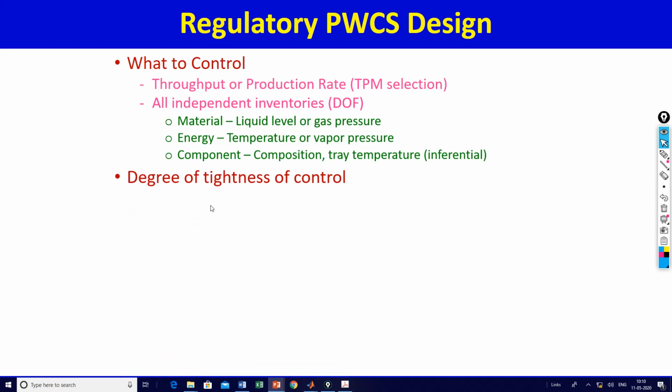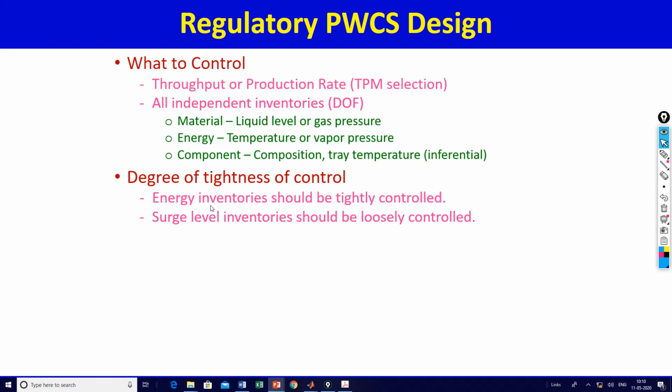Once you've figured out what to control, then the next issue is how tightly do you want to control these inventories, and energy inventories typically are tightly controlled. On the other hand, surge level inventories such as reflux drum level or a bottom sump level, or any tank that has been put in place in order to filter out flow disturbances, flow transients, surge level inventories are to be loosely controlled. On the other hand, reactor levels need to be tightly controlled because you want to operate at maximum level so that single pass conversion is maximized, and so on and so forth. So degree of tightness of control is the next decision that you make.